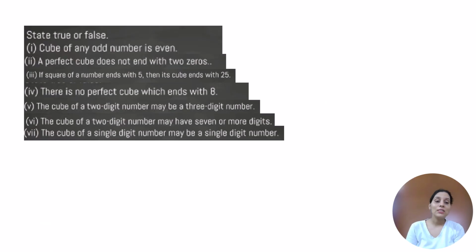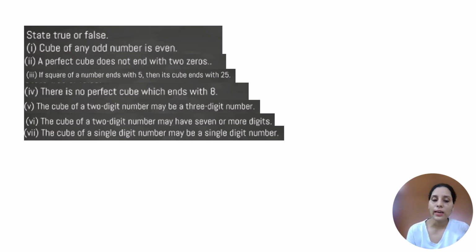Next one, state true or false. Now these are the questions based on the properties of cube roots. Now let's see how far you know them. Cube of any odd number is even. Now see, when you have these kinds of questions, you should at least take 2 or 3 examples and then try to solve to see if it is true or false.